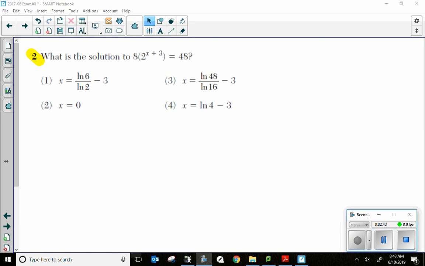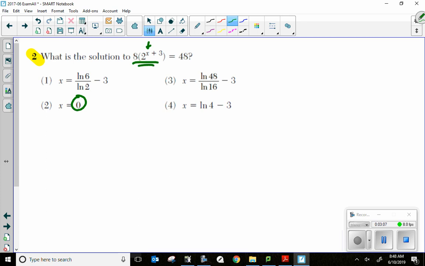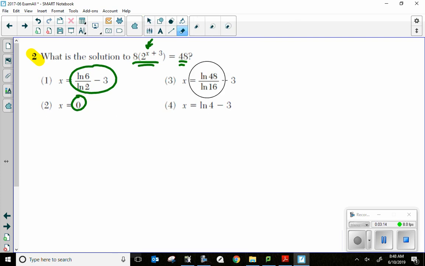An exponential question. What is the solution to 8 times 2 raised to the sum of x plus 3 equals 48? What you could do, if you were crazy enough, these are all x values. I could take 0, put it in for x here, and see if it equals 48. If it doesn't, I could take this, put it in for my x, and so forth. I could try them one at a time. I'm going to solve this algebraically.